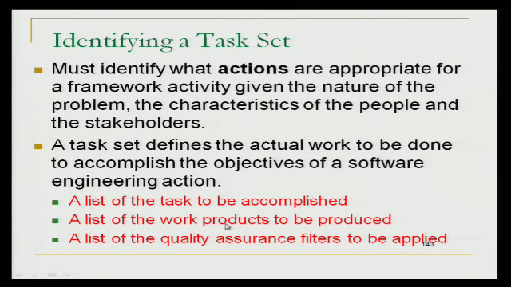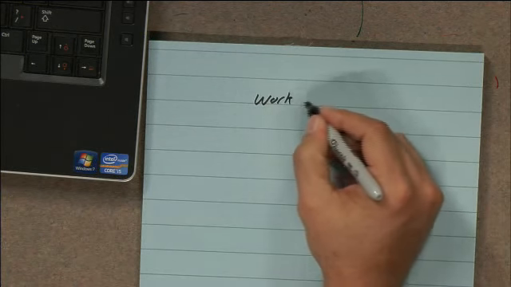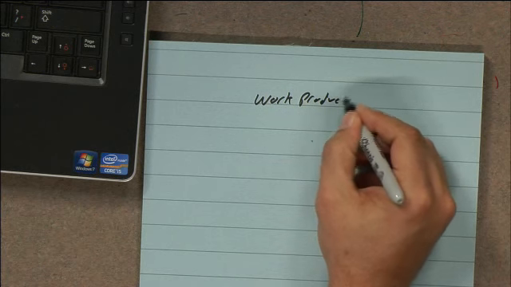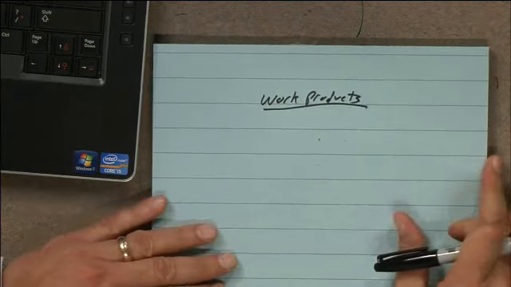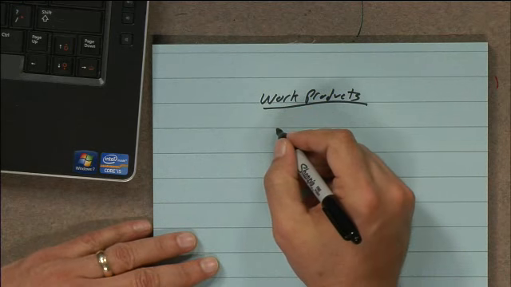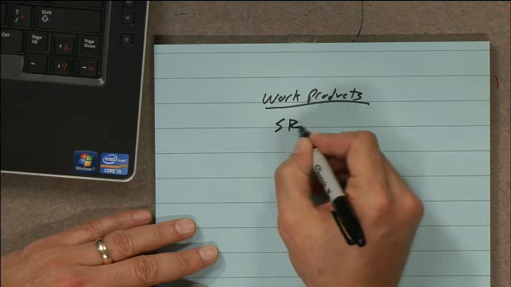How about work products? What are the work products that would be produced out of the requirements phase? Can you think of any? What are the work products that you might produce out of a requirements phase? Well, we could produce a requirements document. Sometimes they call this a software requirement specification.